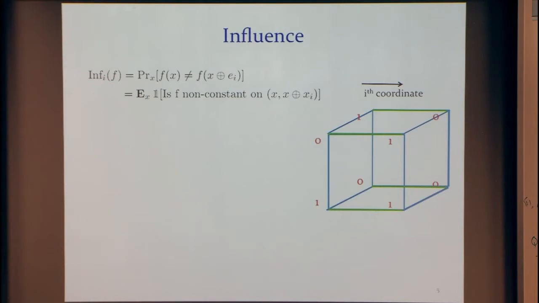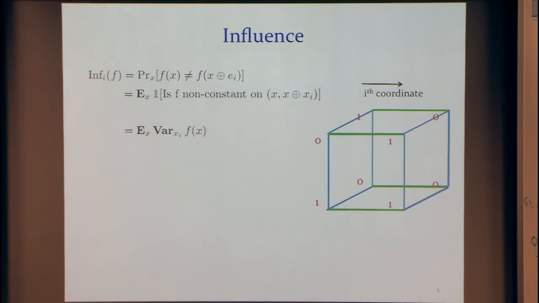So let's see another equivalent definition. You pick a random x, and over the edge x and x with the ith bit flipped, you compute the variance of the function in the ith direction, right? I'm being sloppy with constant factors here, but up to constant factors, this is another equivalent definition.